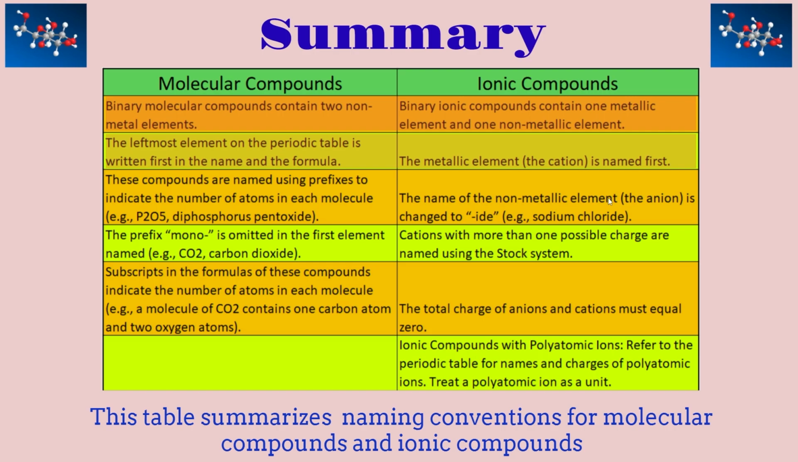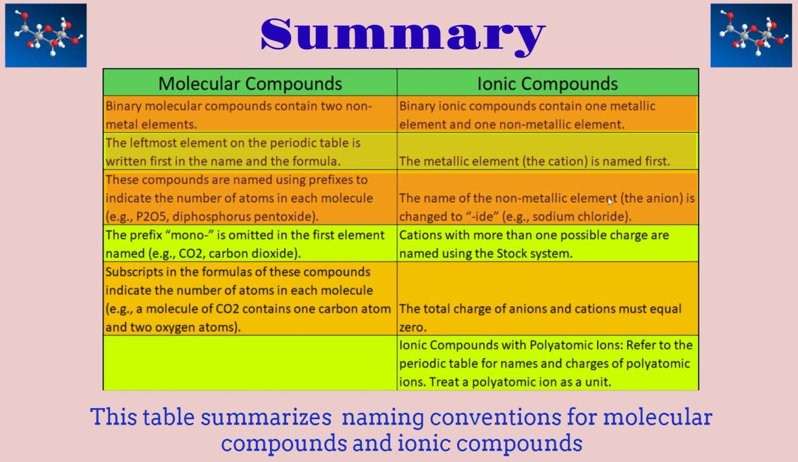Furthermore, molecular compounds are named using prefixes to indicate the number of atoms inside of each molecule. For example, if you have P2O5, the 2 and the 5 just represent how many actual atoms there are. P2 means that there are 2 phosphorus and O5 means that there are 5 oxygens. On the other hand, for ionic compounds, the name of the non-metallic element, which is the anion, is changed to end in IDE. At the end of an anion, you're most of the time going to see an IDE suffix. For example, sodium chloride. So that's the naming of both of these.